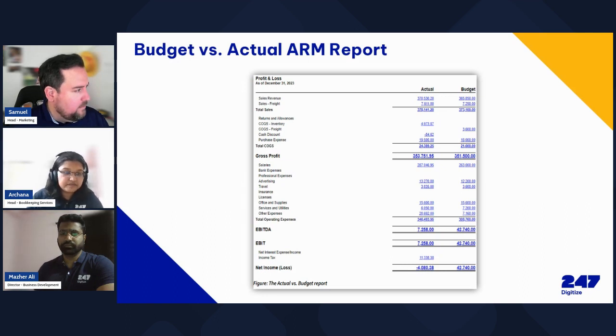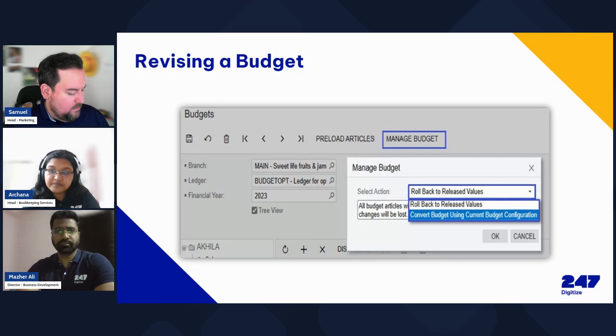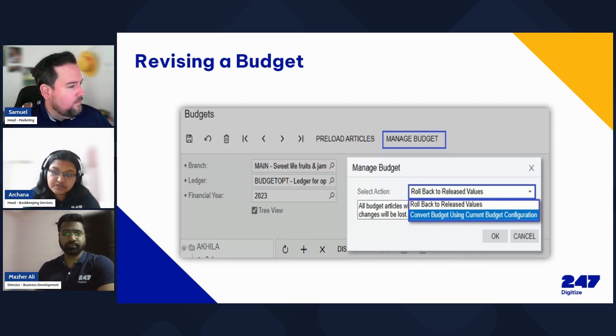Revising a budget. In the next slide, we will see that we can change the prepared budget at any time on the budgets form. We can change the total amount of the budget articles and the distribution of article amounts for individual periods. After we have modified a budget article, we have to release the article to view its amount on reports.